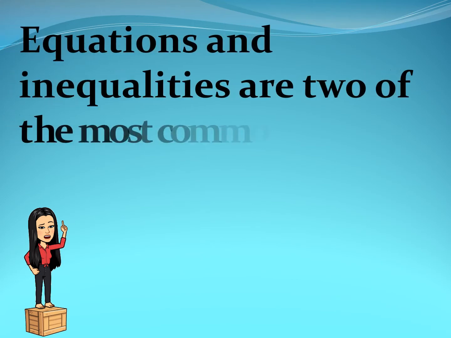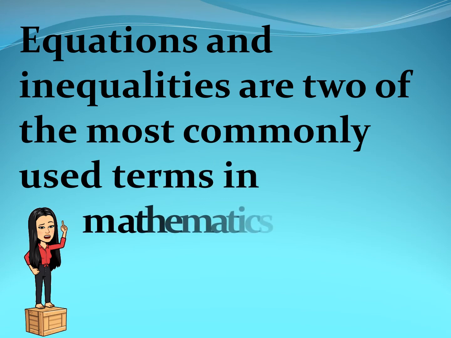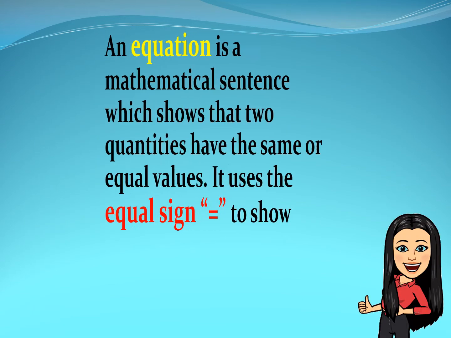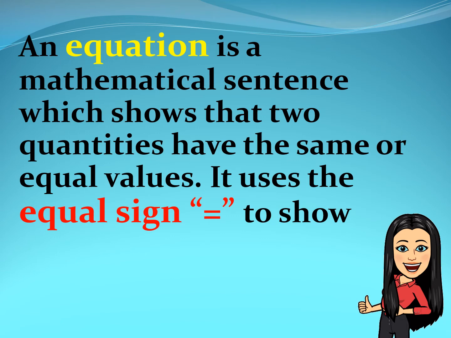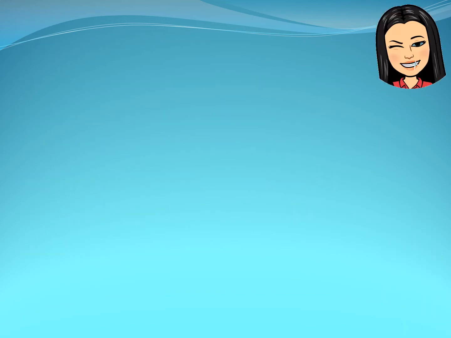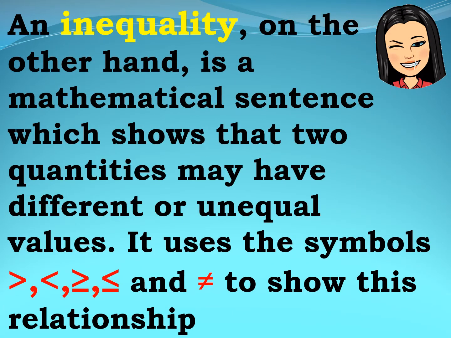Equations and inequalities are two of the most commonly used terms in mathematics. So when we say an equation, it is a mathematical sentence which shows that two quantities have the same or equal values. It uses the equal sign to show the relationship. On the other hand, an inequality is a mathematical sentence which shows that two quantities may have different or unequal values. It uses the symbols greater than, less than, greater than or equal, less than or equal, and not equal to show this relationship.